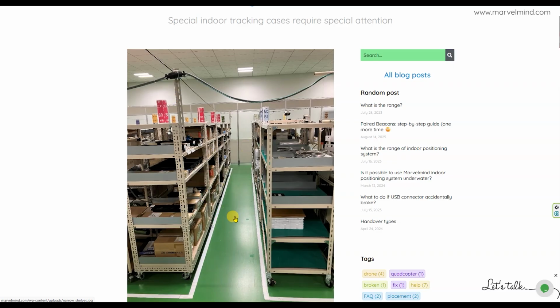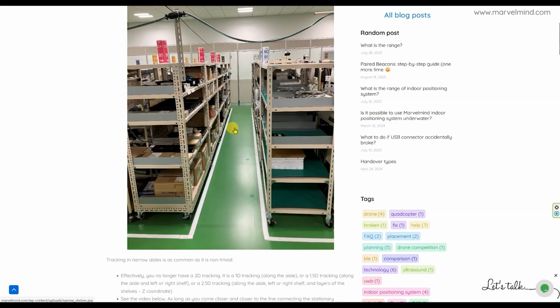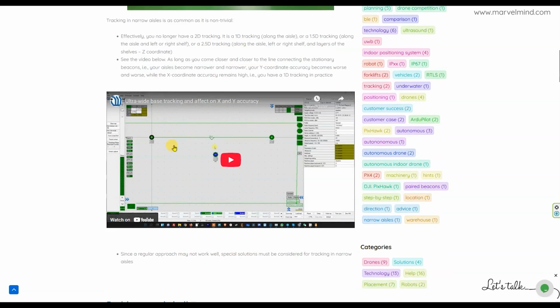Yeah, you can try to do 2D. It will be kind of working, and you can see the video. So watch this video. It will be kind of working, but the closer you come to the line connecting the station beacons, the worse it will look. So you will still have very accurate X tracking if X is this axis, and the more you come to this area, the worse will be Y tracking.